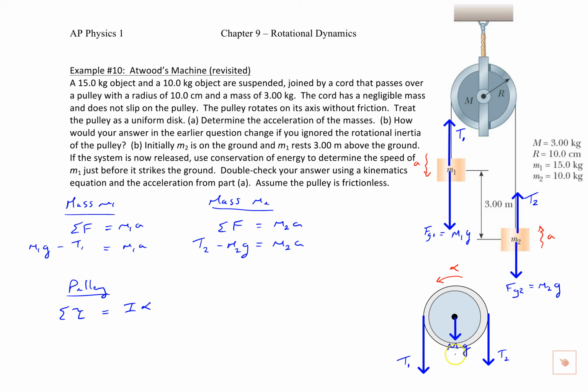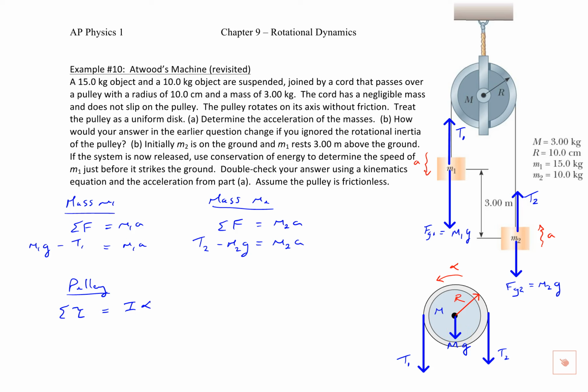In fact, there's a third torque from this one, but we're going to be taking our axes of rotation about the center of this. So therefore, that torque produced by the weight of the pulley will be 0. Okay, if you recall our torque formula, our torque is going to be r times F times the sine of the angle between the radius vector and the force vector.